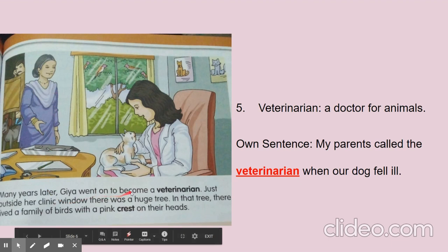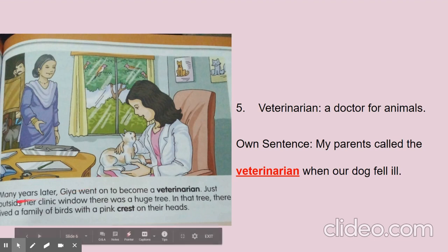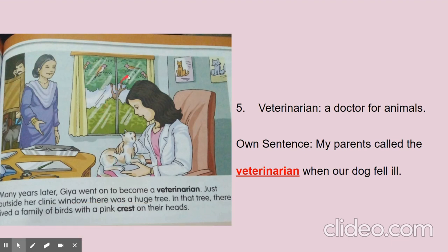Gia went on to become a veterinarian. Underline the word veterinarian, children. The meaning is a doctor for animals. She has become a veterinarian doctor, the doctor for animals. Just outside her clinic window, there was a huge tree. If you see here, there is a big tree, and you can see all the pink birds.